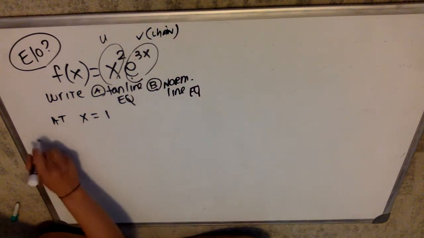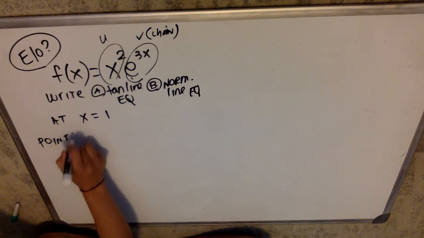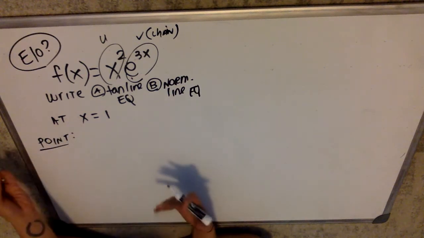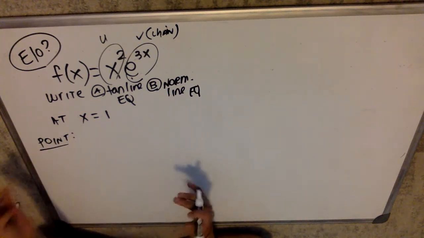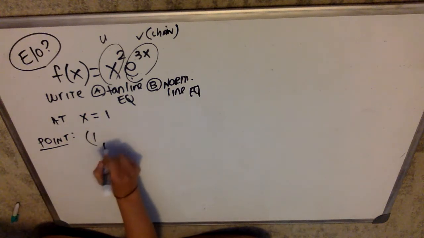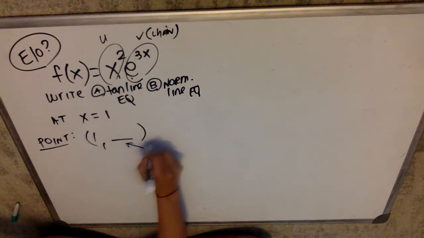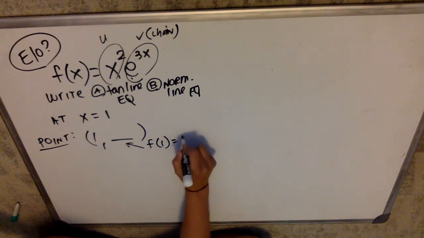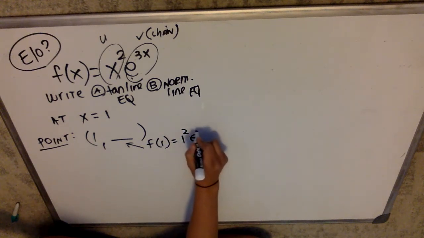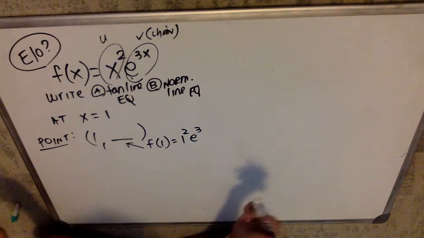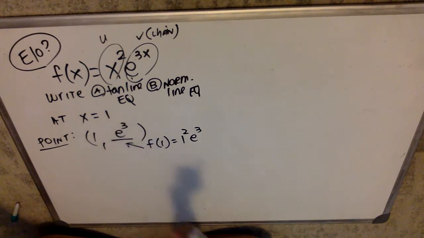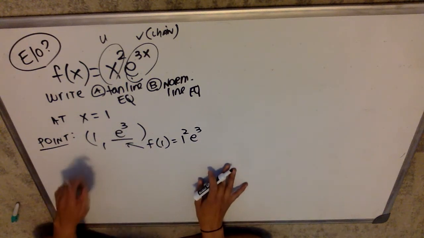So first thing I need to do, I don't even know why I started there. The first thing I should do is the algebra part. Why not do the most straightforward part of this problem? I need a point. It's 1 comma blank. The way I find that blank is by finding f of 1, which is going to be 1 squared times e to the 3, which is just e to the 3rd. So you should leave it as e to the 3rd.